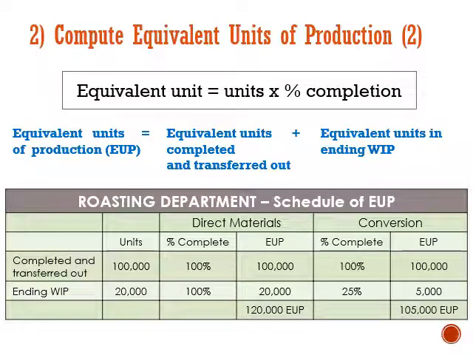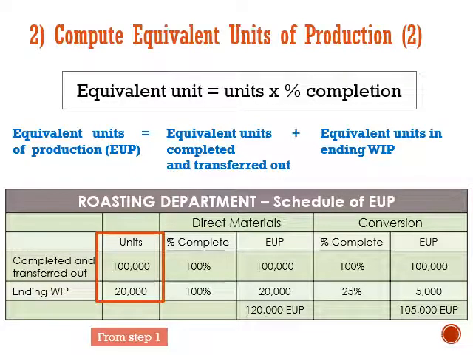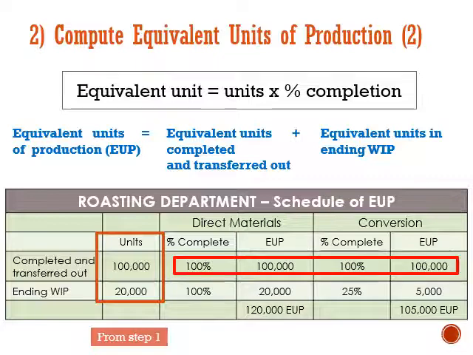We start with the 120,000 units accounted for from step 1 and convert them to EUP. Units completed and transferred out are always 100% complete for both materials and conversion. This means the roasting department completed and transferred 100,000 EUP for both materials and conversion.